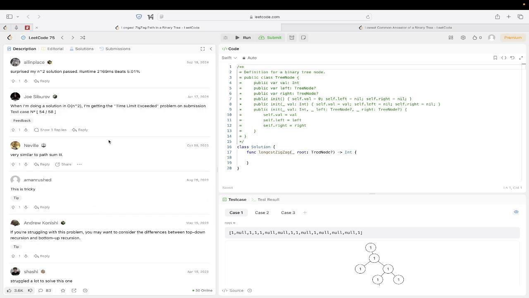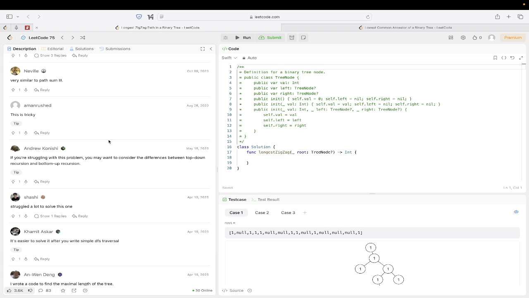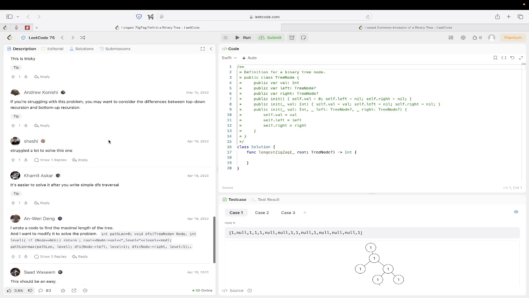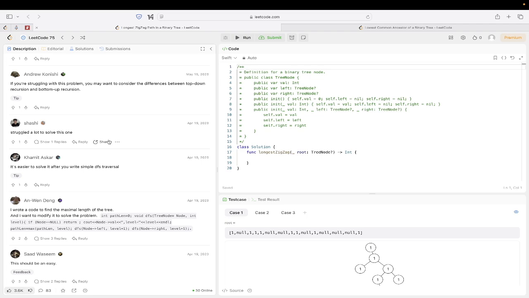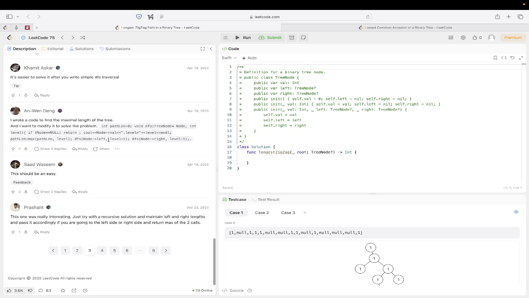When I'm doing the solution in O(n) time. Just try a recursive solution and maintain left or right lengths and pass it accordingly. If you're going to the left side or right side, and return the max of 2 calls.